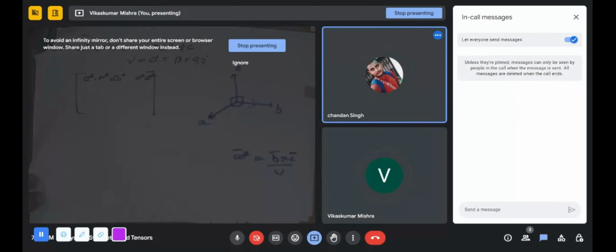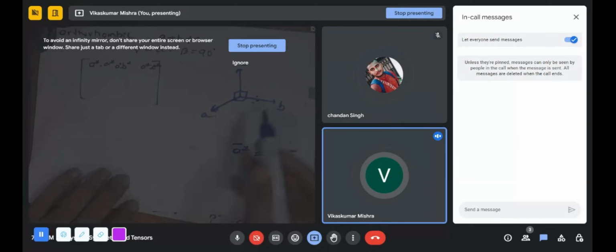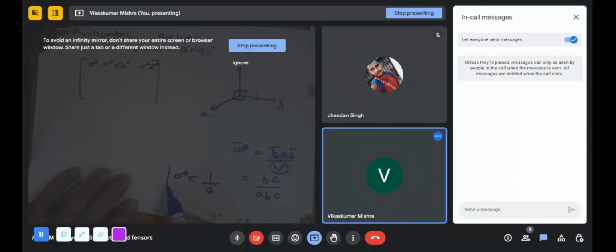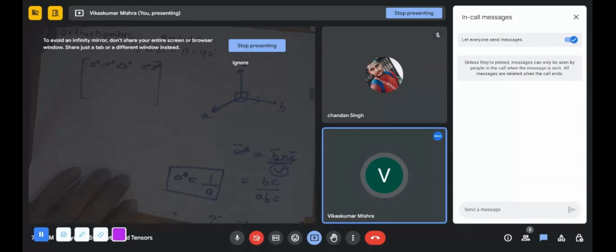So what we can say is that it will be along A. The cross product between B and C, since they are at 90 degrees, will be B and C only, because sine 90 is 1. And the volume V of the orthorhombic will be A, B, and C. So we are getting A star to be 1 upon A. The thing which we discussed is that A star will lie along A, because it is B cross C, and B cross C will lie along A.